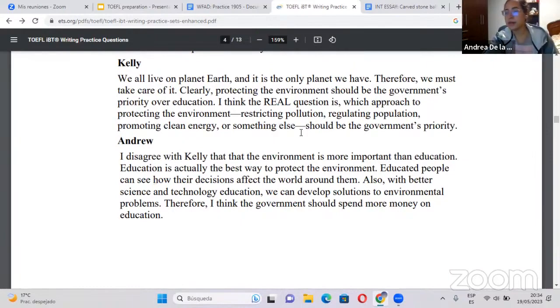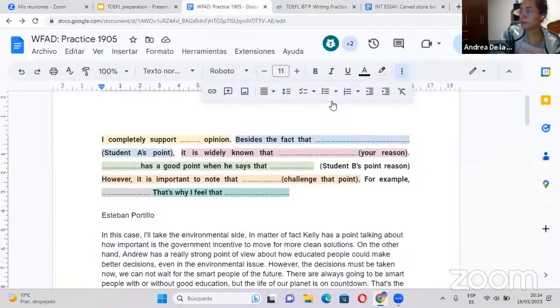Now, Andrew says that education is more important than the environment, because I think Andrew has a point that one thing leads to the other. Education will eventually benefit environmental protection too, he says. Educated people can see how their decisions affect the world around them. And with the education they receive, with better science and technology, they could develop solutions to the problems we have in terms of the environment. So let's now take a look at your responses.